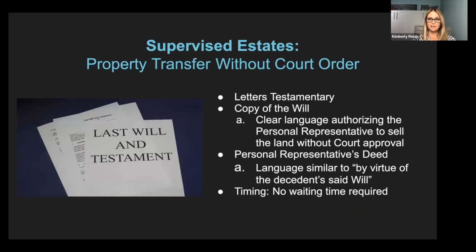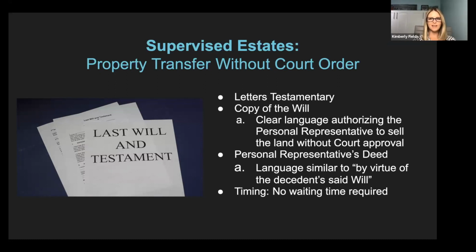You can also, like I said, the second way in a supervised estate to transfer property is without a court order. That's the letters testamentary, and this is going to be with a will. So you're going to have to see a copy of the will. We're going to get the letters testamentary, and then in that will, we need to make sure there's clear language authorizing the personal representative to sell the land without a court order or court approval.